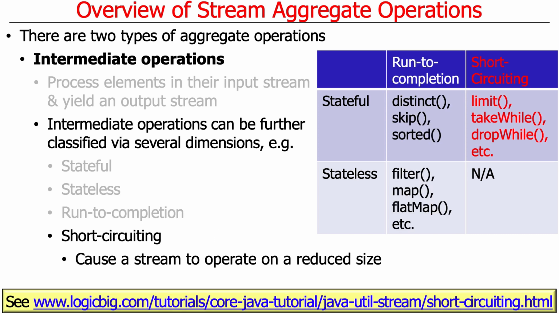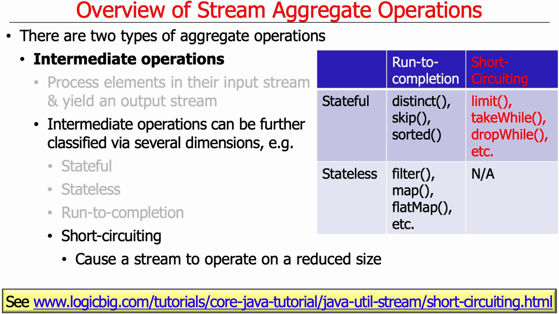Conversely, there's also short-circuited operations. And these operations may terminate without looking at everything in the stream. So they typically take in some kind of expression or condition and will only go that far. They only go as far as they need to, so they short circuit.